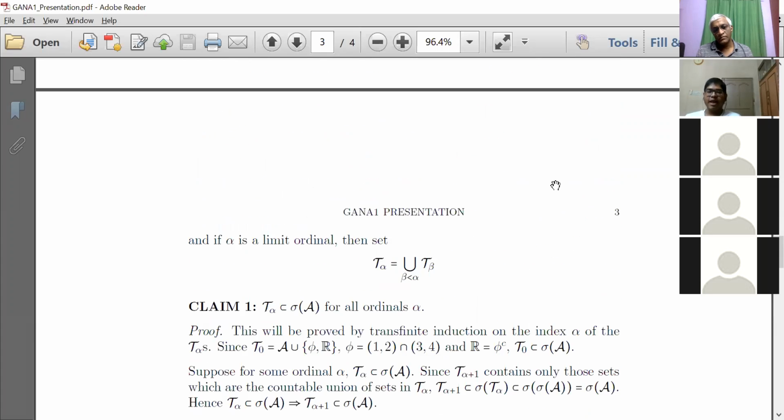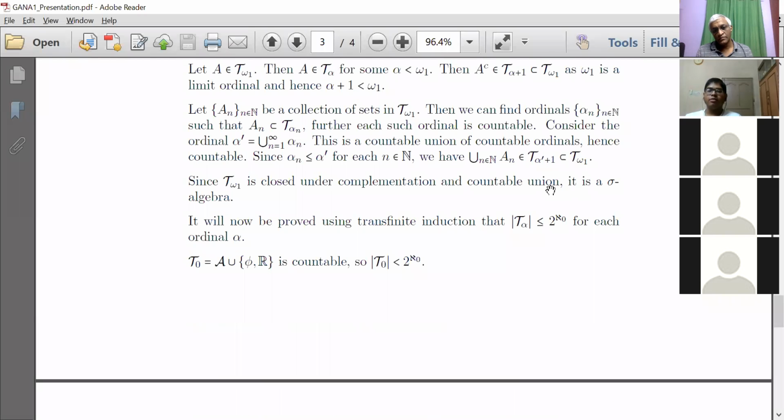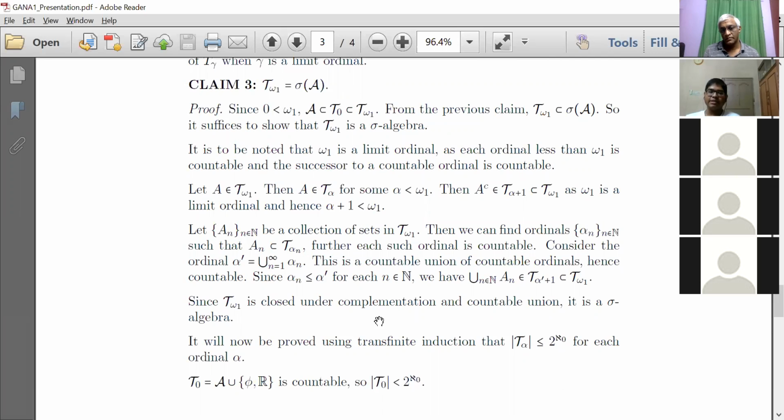So consider T of alpha prime plus 1. So this union must be in T of alpha prime plus 1, as each A of n is a member of T of alpha prime. So the union of the A of n must be a member of T of omega 1. So T of omega 1 is closed under countable unions. Hence it is a sigma algebra. And from what we have seen here previously, T of omega 1 must be exactly sigma of L.